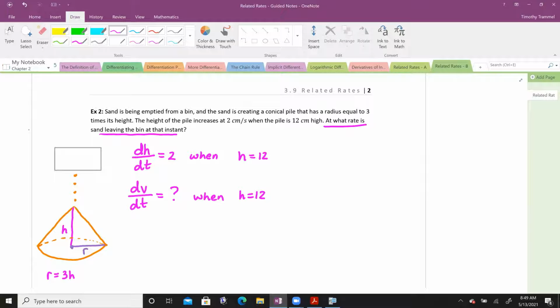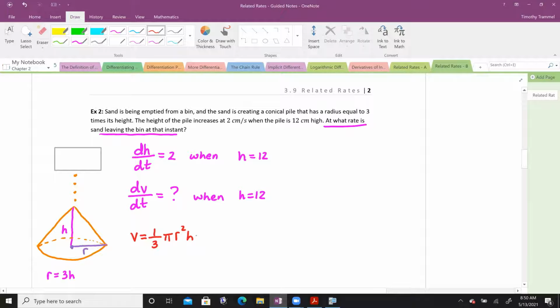Well, we have another formula that we're going to need that is not one that you need to memorize, but we need something that connects our variables here. We have the radius r, the height h, and the volume V. Well, that just sounds like the volume formula for a cone. If you were to just Google volume of a cone, what you'll get is V equals 1/3 pi r squared h.